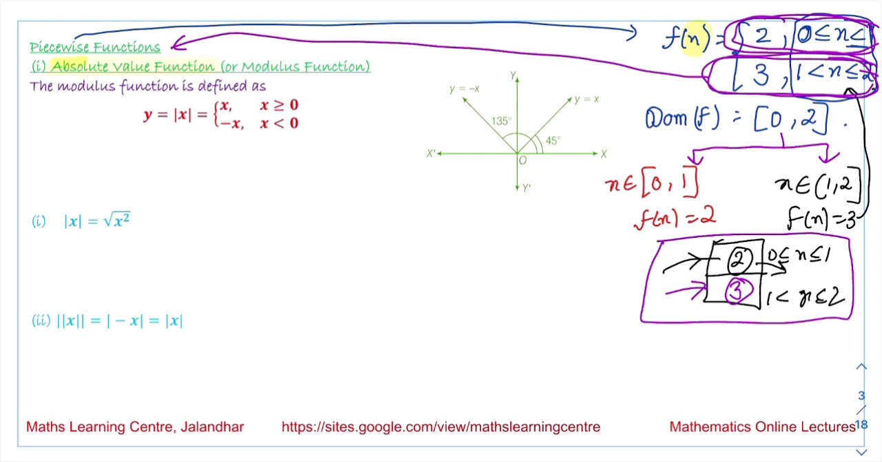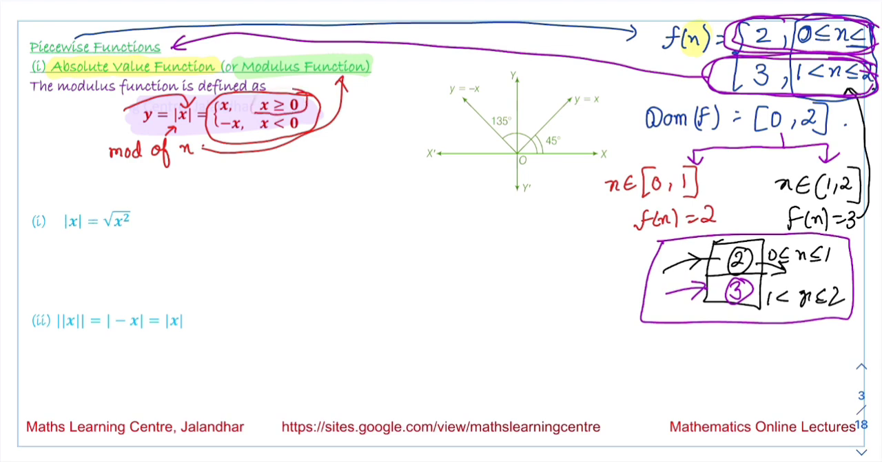The first function we have over here is the absolute value function. It is also called the modulus function. This is the definition of the modulus function. It is |x|, these two lines are read as mod of x, or modulus of x, or absolute value of x. If we substitute some value of x over here, it will return the value in this form.